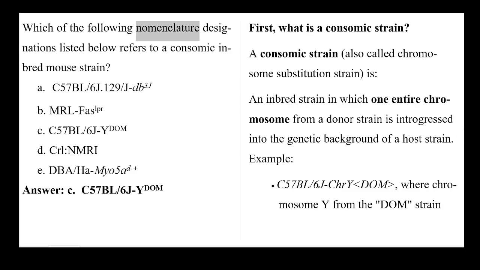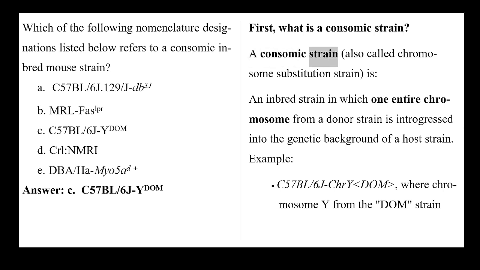Today we will discuss a question from Lab Animal Medicine. Which of the following nomenclature designations listed below refers to a consomic inbred mouse strain? A. C57BL/6J.129/JDB3J. B. MRL facile pair. C. C57BL/6JYDOM. D. CRLNMRI. E. DBA/homeo 5ad-plus. Answer: C, C57BL/6JYDOM.